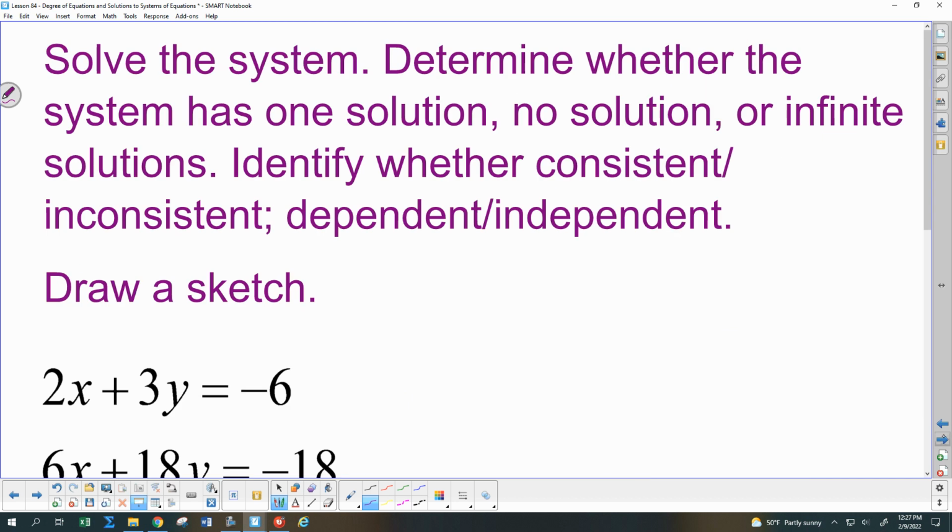Okay, a lot of your problems are going to look like this, and they're going to say you need to do a whole bunch of things in this one little box. You need to solve it. So if there's a solution, you need to get that ordered pair. And you need to say how many solutions. Was there one, infinitely many, or none at all? And you need to say consistent or inconsistent. And you need to say whether it's dependent or independent. And you need to draw a sketch. So let's get one of these up here where we've actually gone through and we have done all of that.